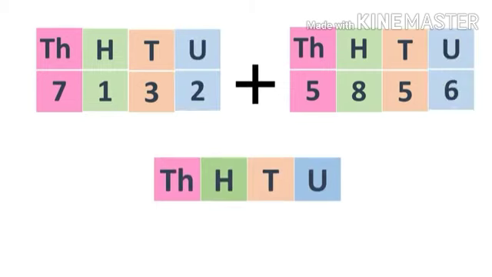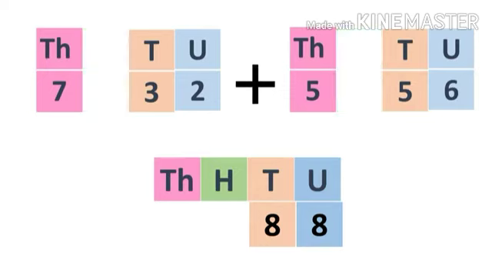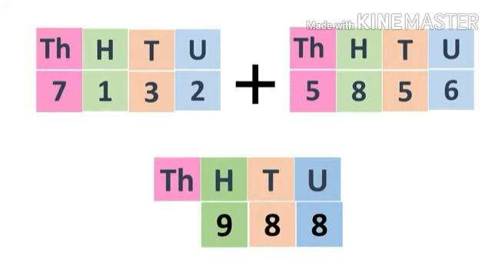So first add 6 plus 2. So 6 plus 2 means 8. So write down in units place 8. Then tens place 5 plus 3. So 5 plus 3 is 8. So write down 8 in tens place. After that we will add hundreds place 8 plus 1. It will give 9. So write 9 in hundreds place, and thousands, 5 plus 7, it gives 12.